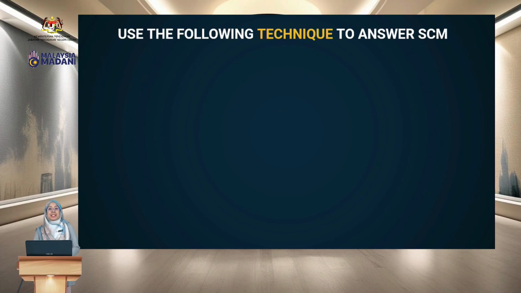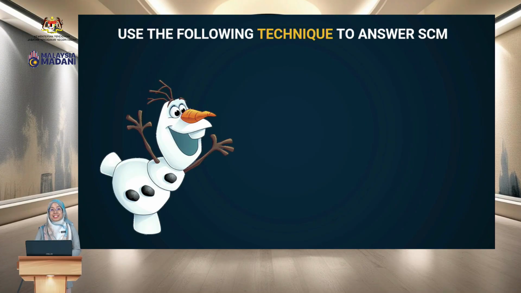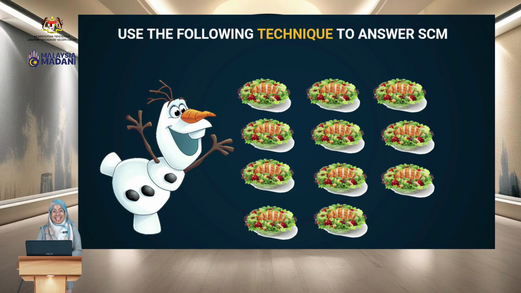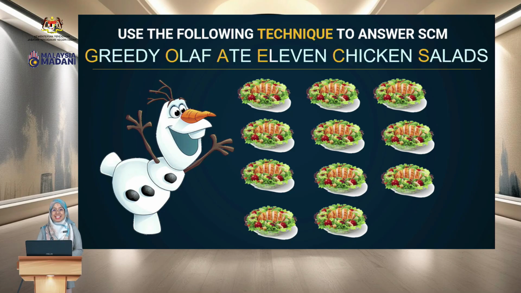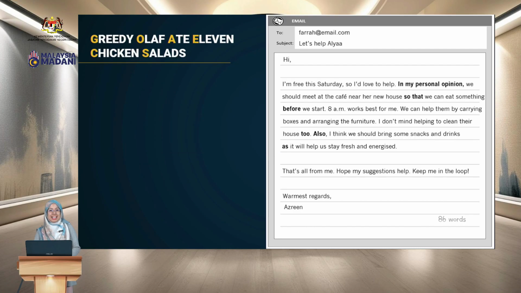So you can use the following technique to answer SCM. Do you know who this character is? Yes, it's Olaf, and what is it trying to do? So this is the technique: Greedy Olaf ate 11 chicken salads. You can memorize this and repeat it as many times as you need to remember. Now let's look at what Greedy Olaf ate 11 chicken salads means.